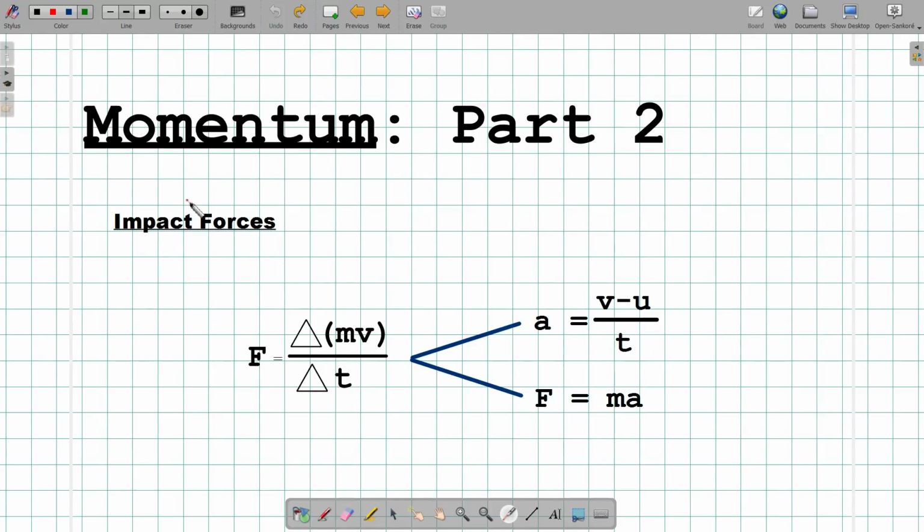But in part 2, we're going to start to look at, initially, impact forces. Impact forces uses the equation F, which is the impact force, is equal to delta mv over delta t. And just as a side note, this can be rearranged to these different types of equations.